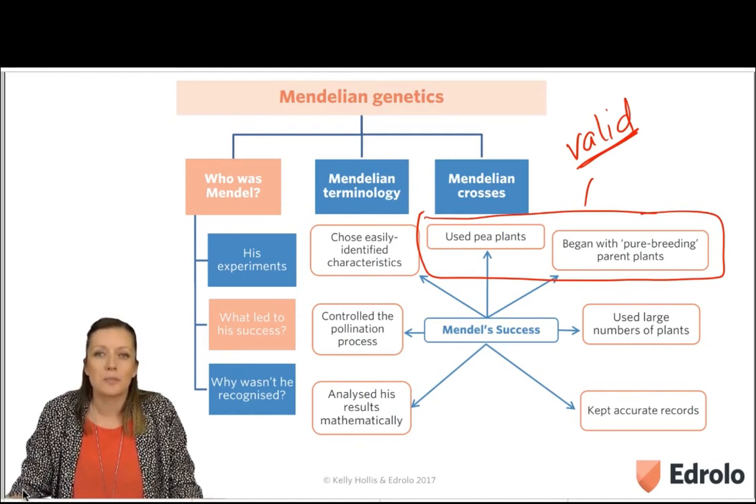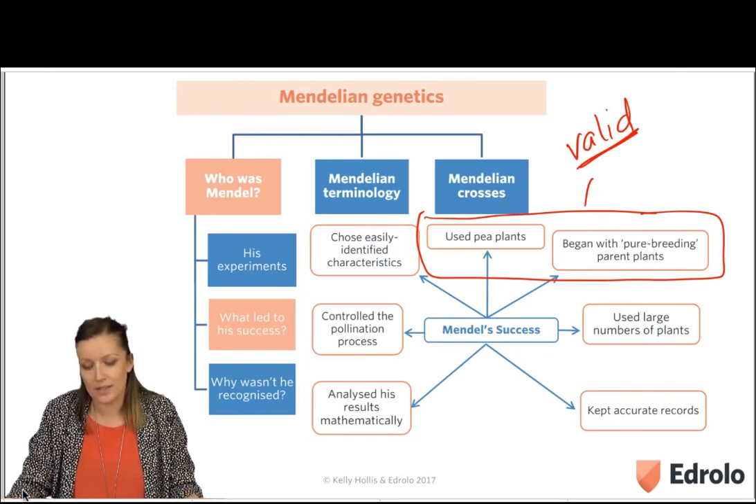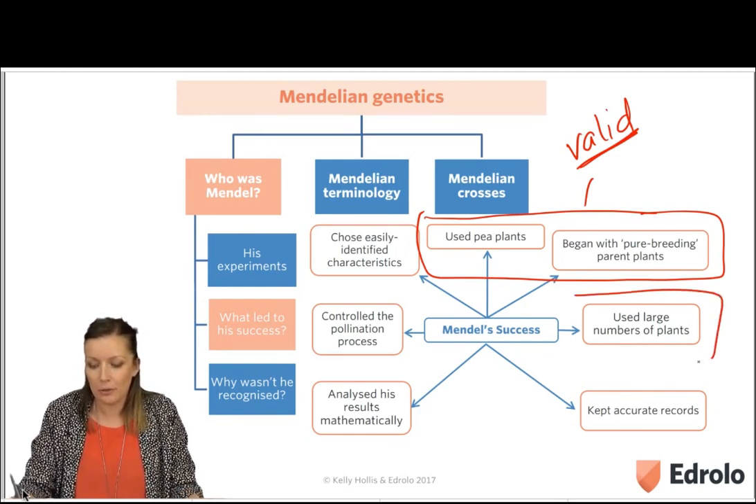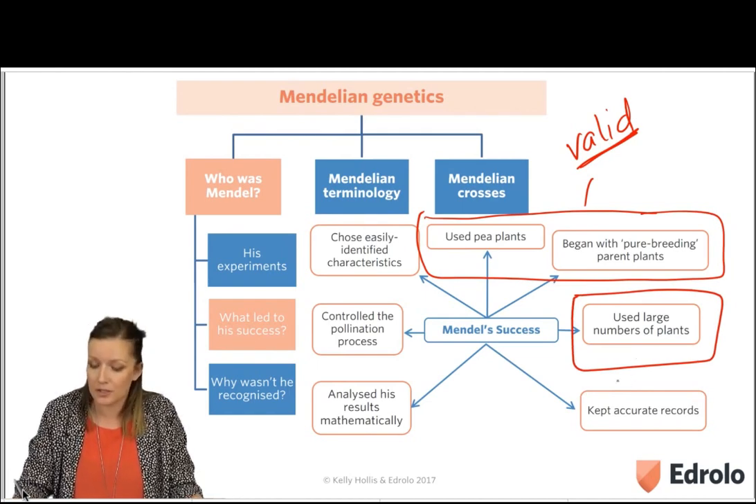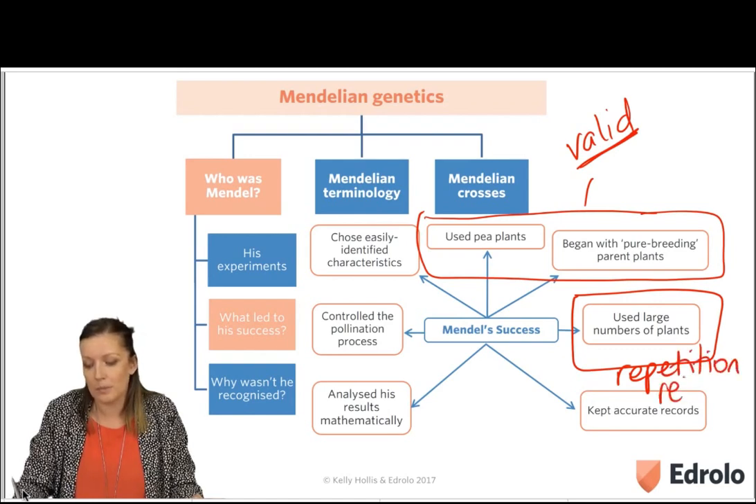The next thing was he used large numbers of pea plants. He didn't just do an experiment with 5 or 6 plants and think, yep, all good, we've got the right numbers, we're on track here. He actually used thousands upon thousands of pea plants. So as we know, another thing that we need to do in a first-hand experiment or first-hand investigation, is repetition, which leads to reliability.